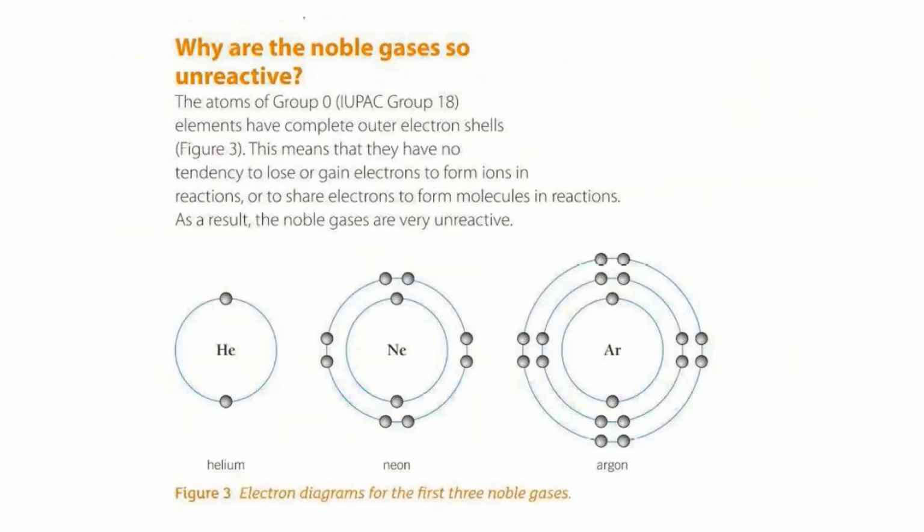Right, why are the noble gases so unreactive? Because they have a full outer shell. Because they have a full outer shell, they won't combine with anything. They have no tendency to lose or gain electrons to form ions. They don't share. They prefer to be solitary entities. As a result, the noble gases are very unreactive. So because they have a full shell, they don't need to combine, don't need to share, don't need to lose or gain electrons.